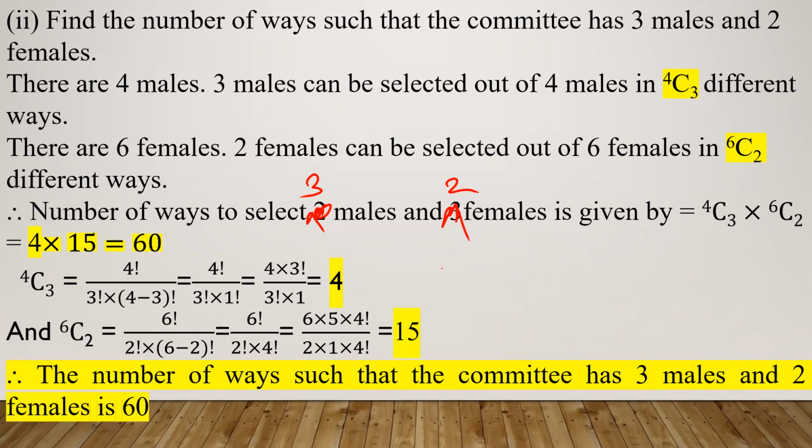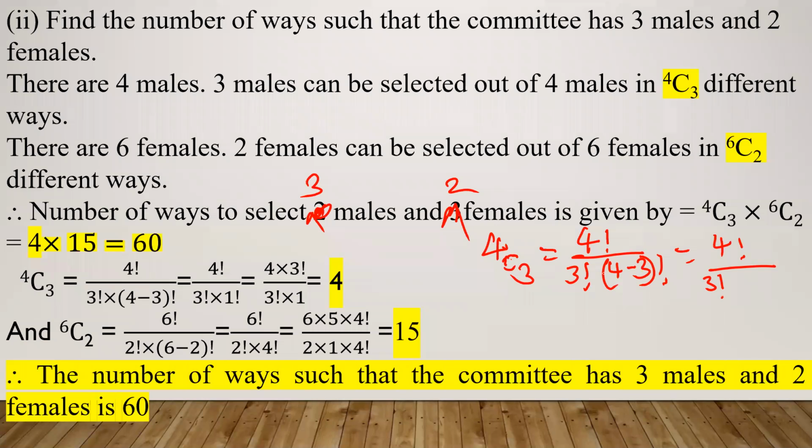What is 4C3? I have already done it, but again I am doing it in front of you. 4C3 is 4 factorial divided by 3 factorial into (4 minus 3) factorial. So it is 4 factorial divided by 3 factorial into 1 factorial, that is what I have written here.